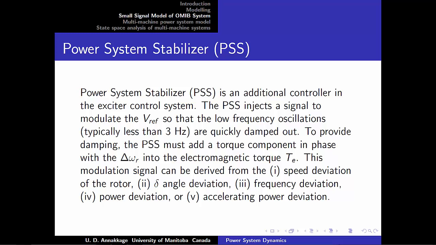Okay, now we are ready to design a power system stabilizer for one machine connected to an infinite bus system. The power system stabilizer, or PSS, is an additional controller in the exciter control system. The PSS injects a signal to modulate V reference so that we can damp out low frequency oscillations, and they are typically less than 3 Hz.